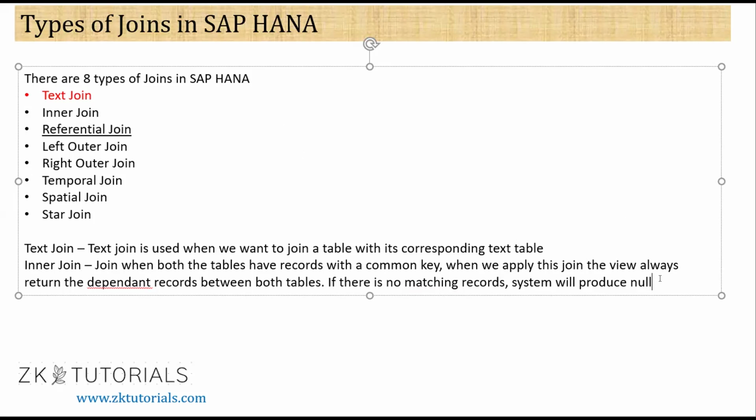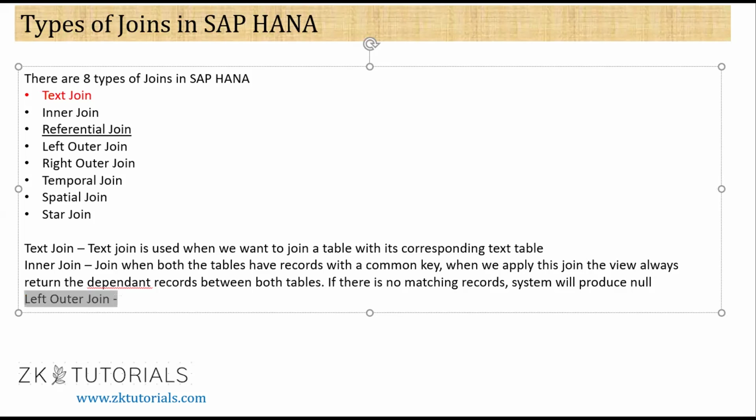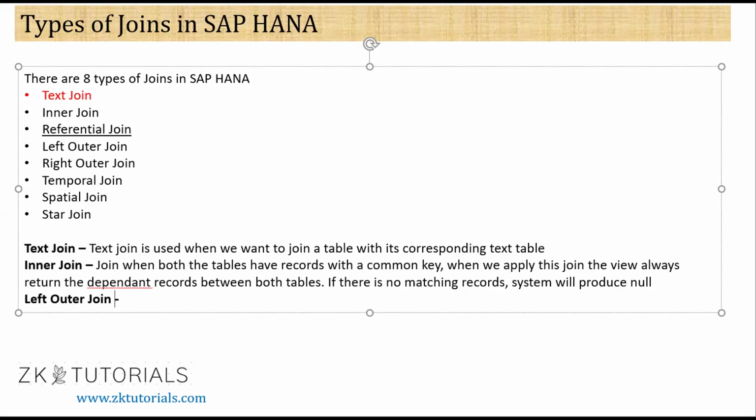So next comes our left outer join. So what is this left outer join? Left outer join is actually a combination of inner join plus records of the left table for which the records are not existing in the right table. So basically it is the output of inner join and records from the left side table, even if the corresponding records do not exist in the right side. That's our left outer join.